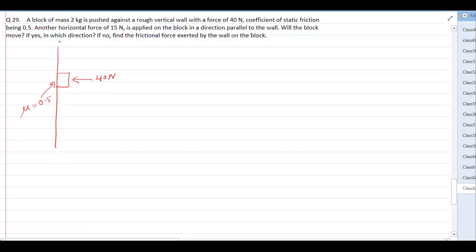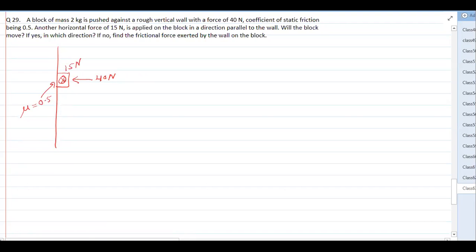So horizontal force means what? How will it act? If we have drawn this wall, the horizontal force will act perpendicular to this surface. See, this plane is vertical. The force is applied here. So the 15 Newton force is acting like this. So this is a 3D diagram actually. The force is acting here and the second force is acting into the plane.